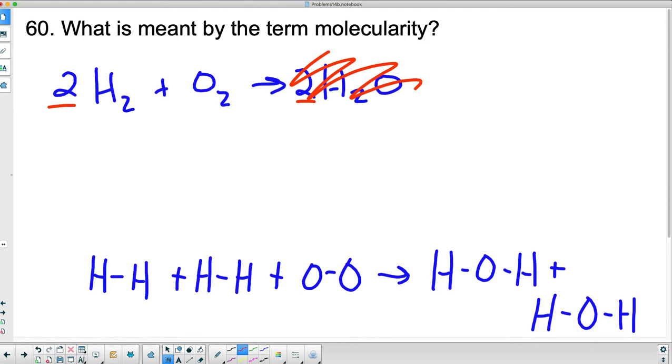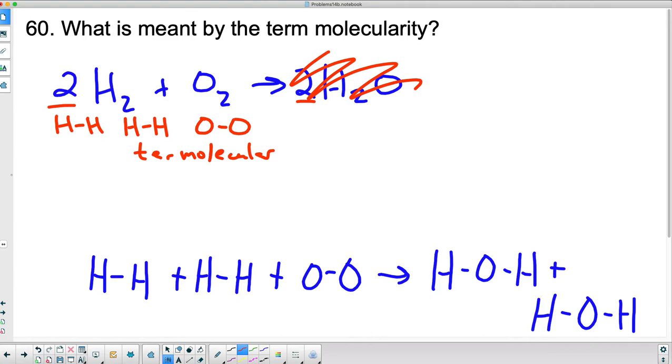And here I have 2 hydrogen molecules and 1 oxygen molecule. That would be 3, which means termolecular. Okay, termolecular means 3 things. It doesn't matter if all 3 are different molecules, if all 3 are the same molecule, or if there's some combination of 2 of them being the same and 1 different.